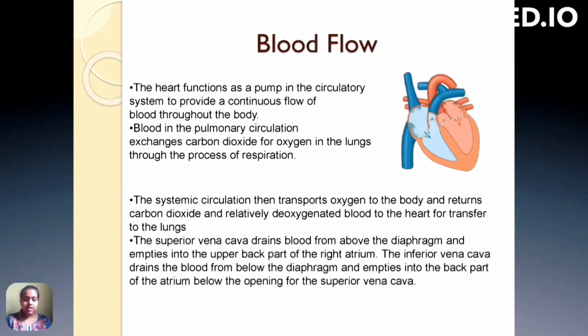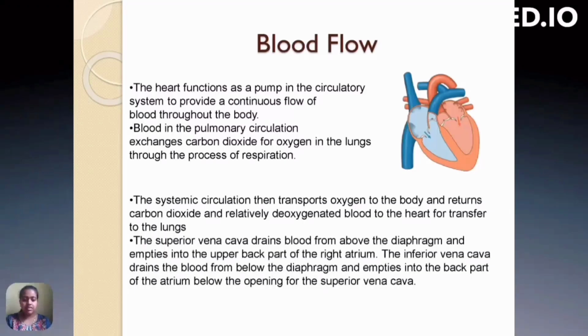Blood in the pulmonary circulation exchanges carbon dioxide for oxygen in the lungs through the process of respiration. The systemic circulation then transports oxygen to the body and returns carbon dioxide and relatively deoxygenated blood to the heart for transfer to the lungs.